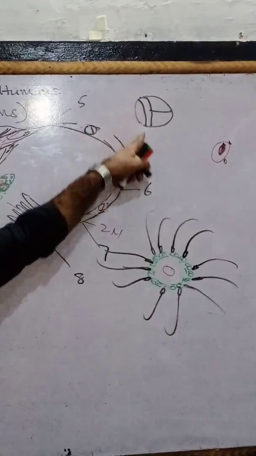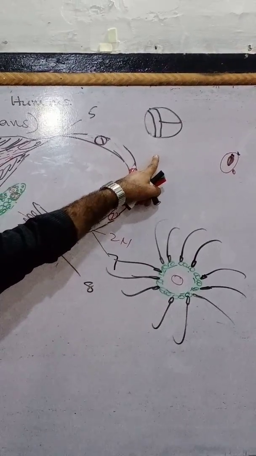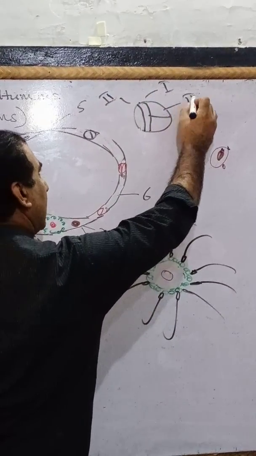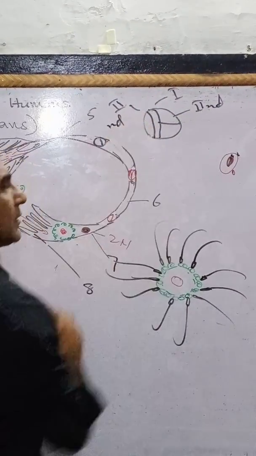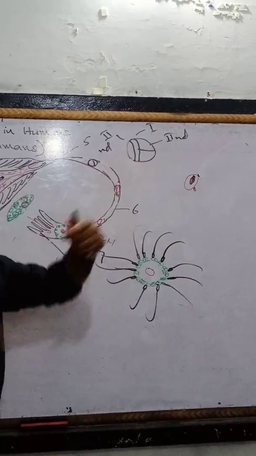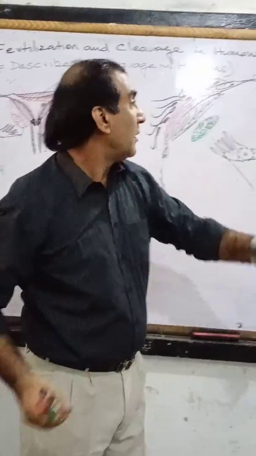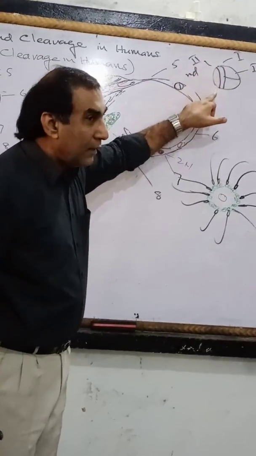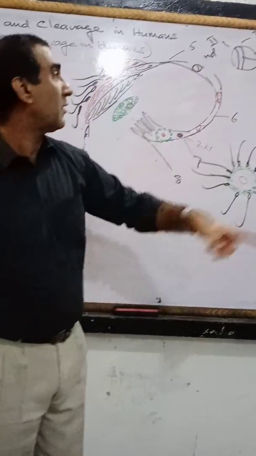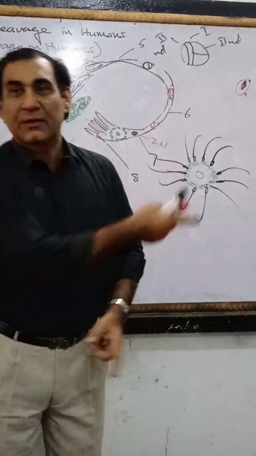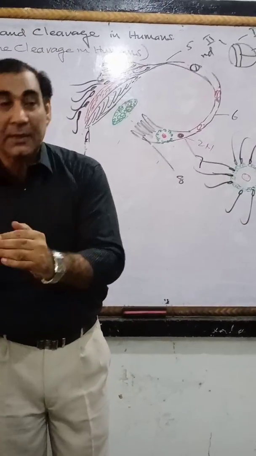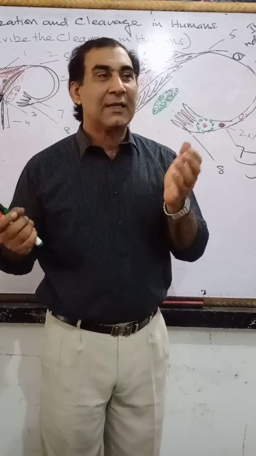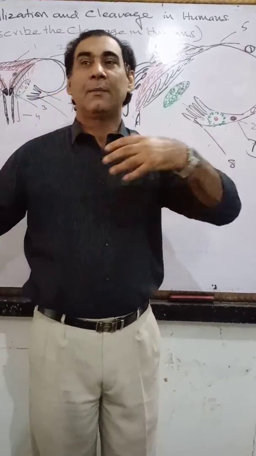The third cleavage, one is what? This is first, this is second, this is second. Taken? First cleavage is vertical. Out of the second cleavage, you see that in one blastomere it is vertical, in the second blastomere it is horizontal. Here is the point from where you see the difference between the cleavage in case of mammals and birds. Thank you very much.